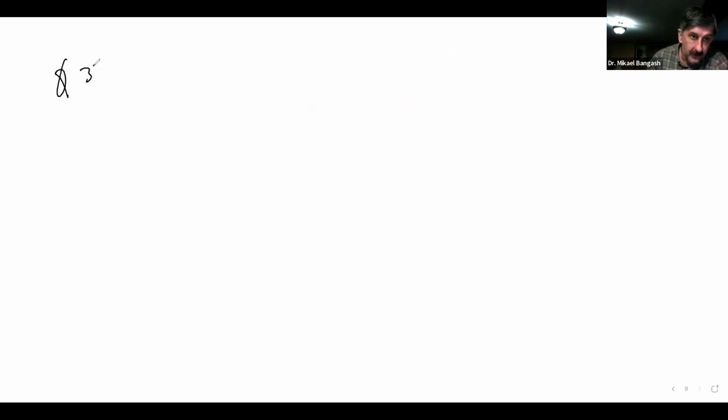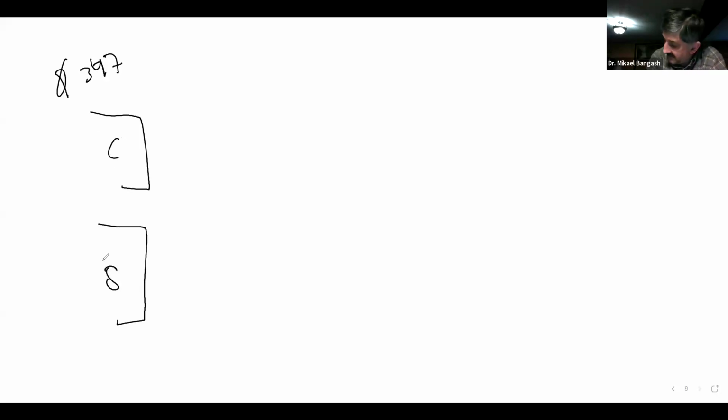Question 347. And again, it's okay, we have two systems, C and S. Now, two ultrasound systems have near zone lengths of 8 centimeters. Okay, let's just draw the beams first.